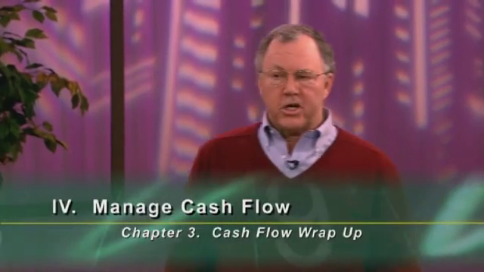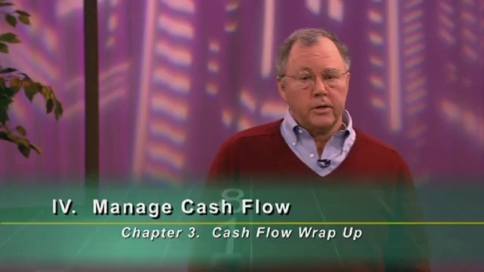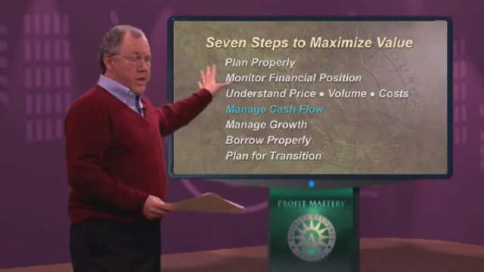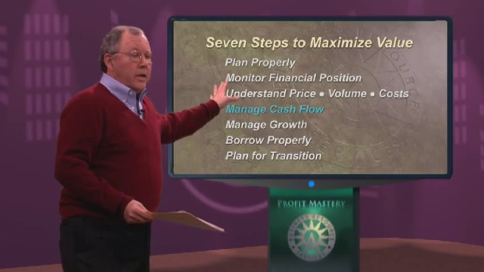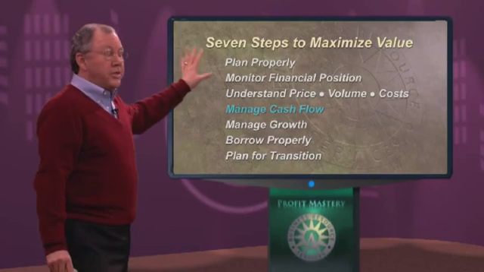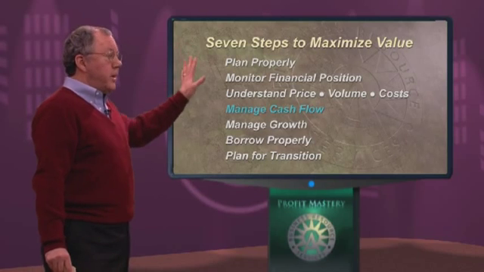Now that we've completed the cash budget, I'd like to just review where we are in terms of our 7 steps to maximize value. We're working on which one? Managing cash flow, right? And as we came through the beginning of this course, we started in the past, and our time sequence has been past, present, future. When we looked at ratios, our tool to monitor financial position was ratios, and that was in the past. That was all past history, right?